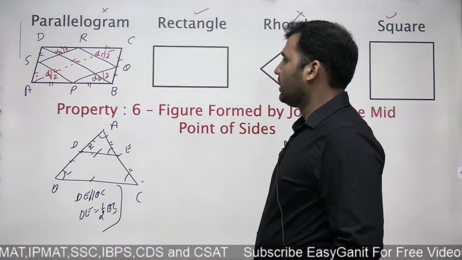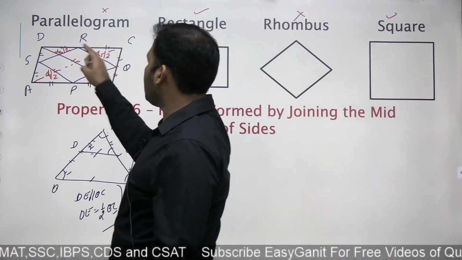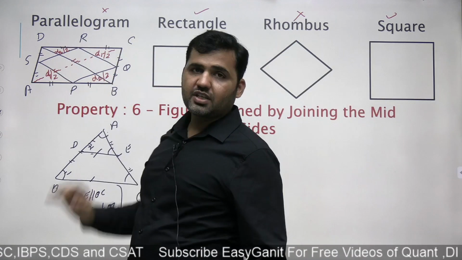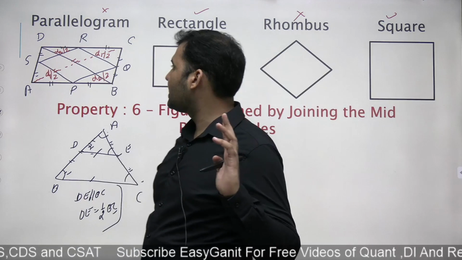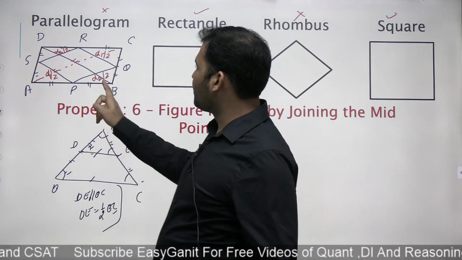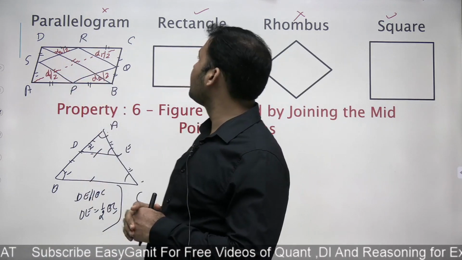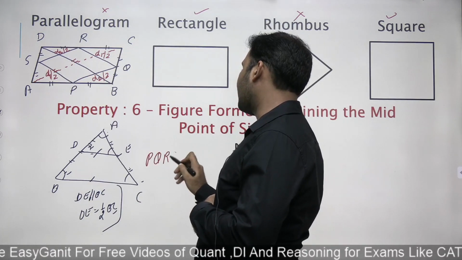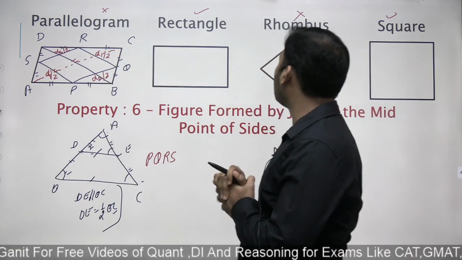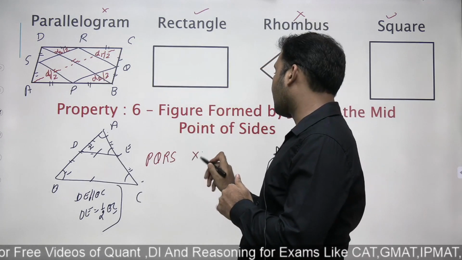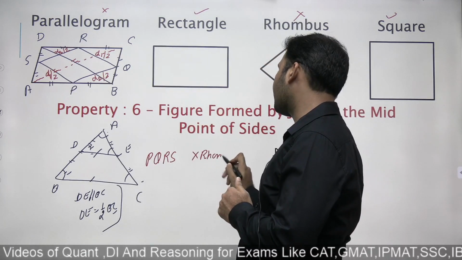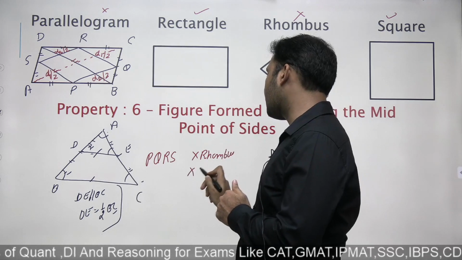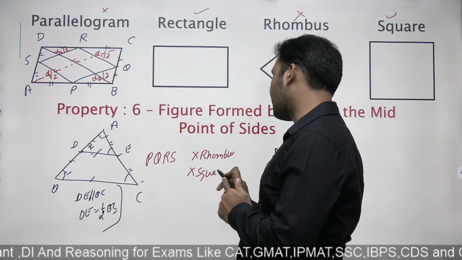ठीक है, तो ये जो अंदर फिगर बन रहा है PQRS, क्या इसकी चारों साइड सेम है? नहीं है, चारों साइड सेम नहीं है, राइट? अपोजिट साइड सेम है. अपोजिट साइड सेम है तो इसका मतलब फिगर PQRS में अपोजिट साइड सेम है तो वो डेफिनेटली रोम्बस तो नहीं हो सकता है. It will definitely not be a rhombus and it will definitely not be a square. क्यों? Because चारों साइड सेम नहीं है.